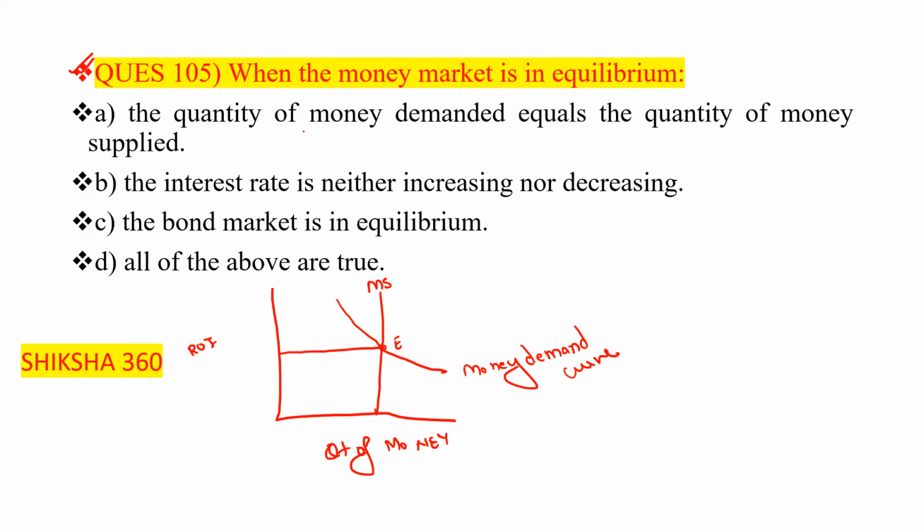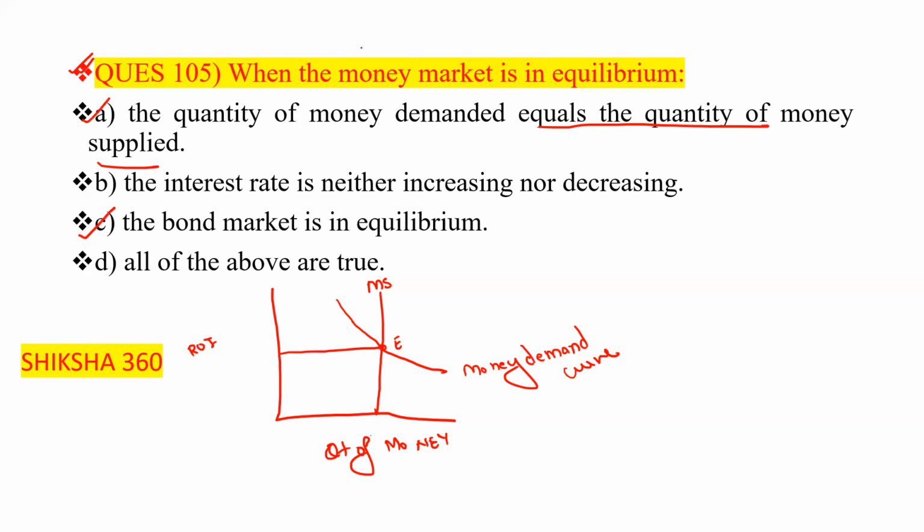So at equilibrium, the quantity of money demanded equals the quantity of money supplied. This is the simple condition of equilibrium. At this time, the bond market is also in equilibrium. When the money market is in equilibrium, the bond market is also in equilibrium. So this one is also correct.